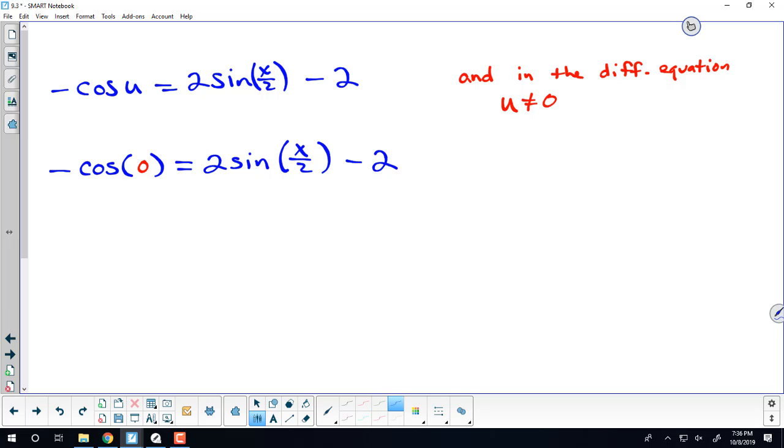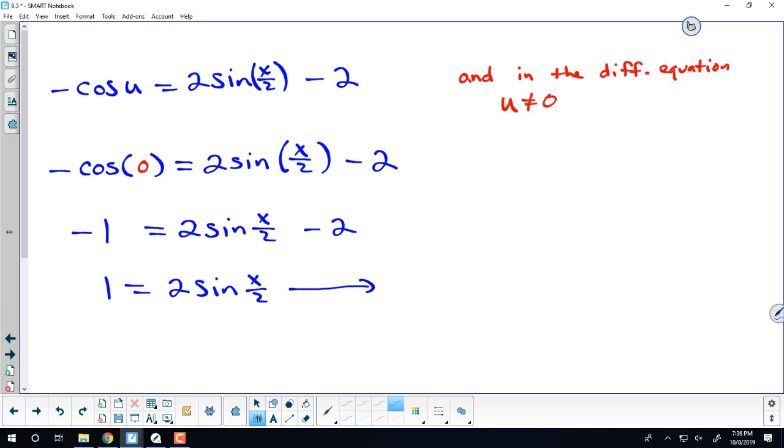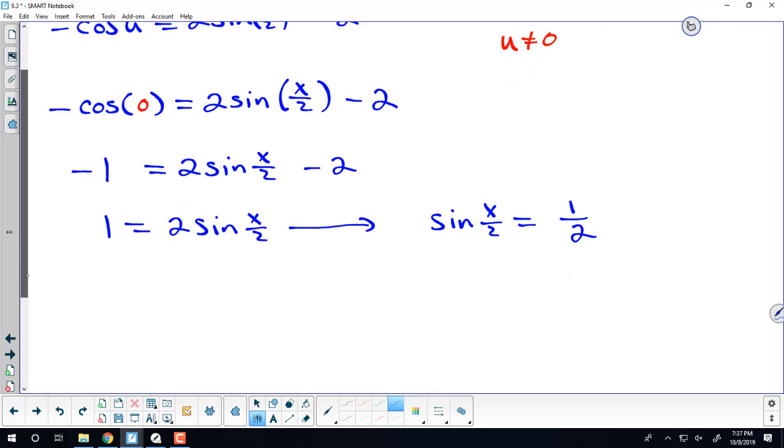So we have -1 as 2 sine x over 2 minus 2. You're solving this for x. So when does sine of x over 2 equal a half? That's what we get from our solution when u is 0. Pi over 3, yeah.